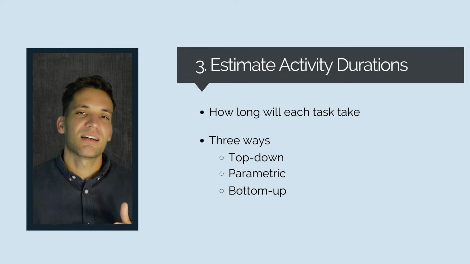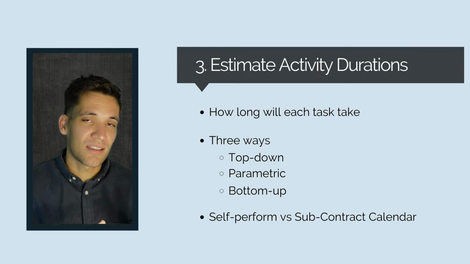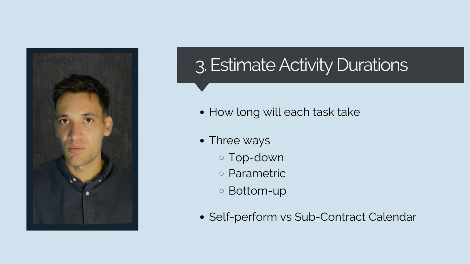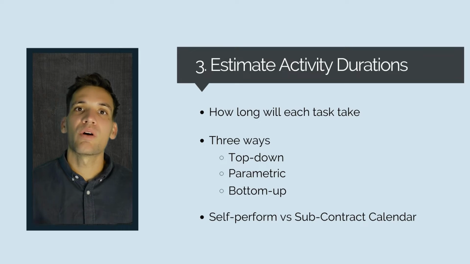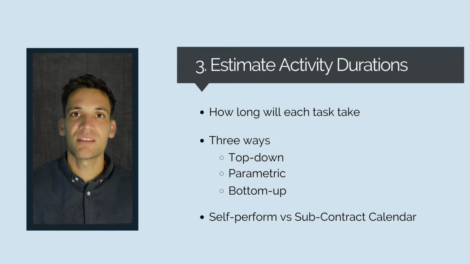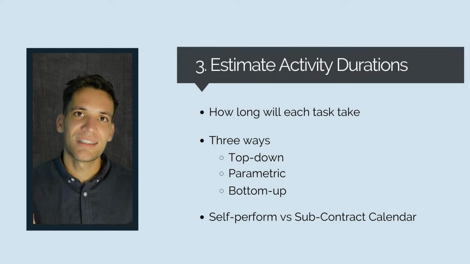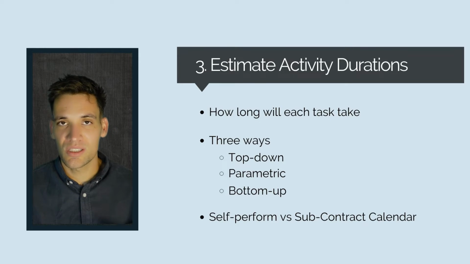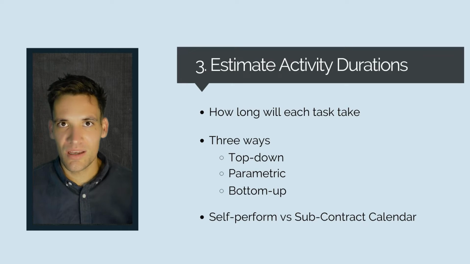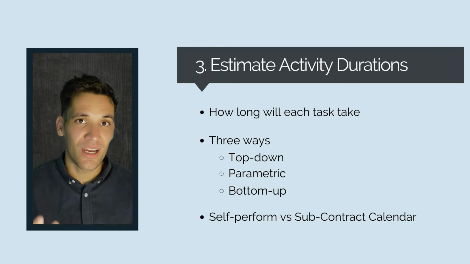We also need to consider whether we're self-performing the task, so using our own internal labor, plant, and machinery to complete the construction activity, or whether we're subcontracting it, so engaging a supplier, subcontractor, or vendor to complete the task on our behalf. And then, when working out how long something's going to take, we also need to consider the scheduled calendar. Basically, this is a way of saying we need to consider the available working time we have to complete the task.